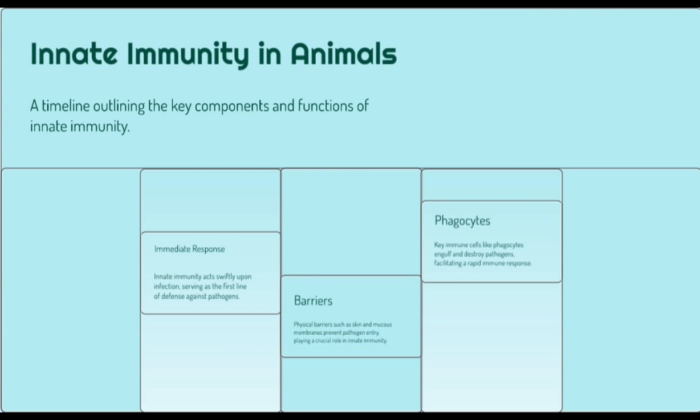It is the body's first line of defense against infection. It provides immediate, non-specific protection against a wide range of pathogens such as bacteria, viruses, and fungi. Unlike adaptive immunity, it does not require prior exposure to an antigen.